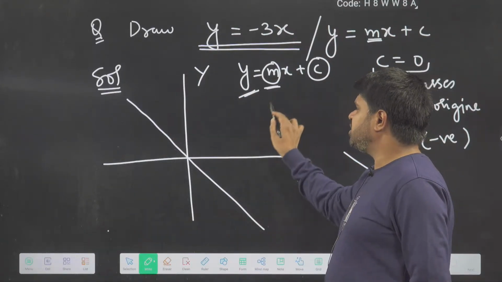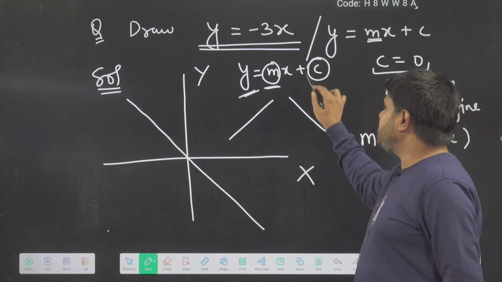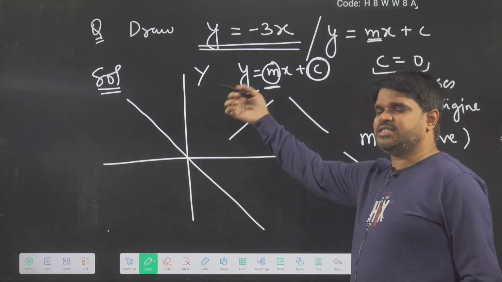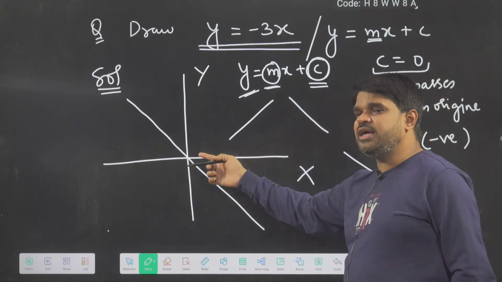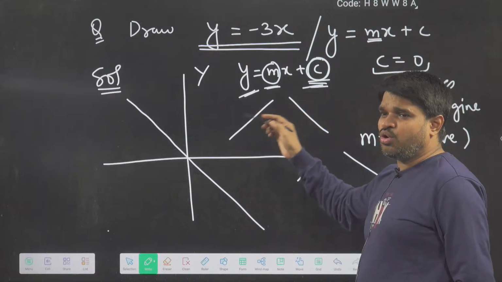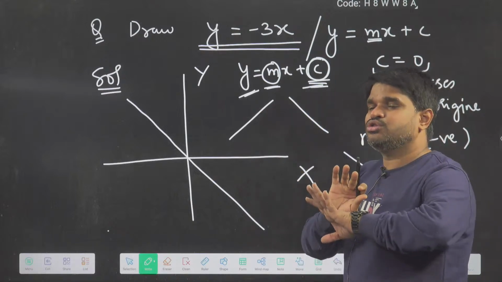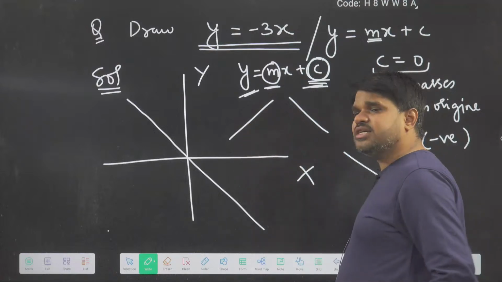Slope positive, this kind of line. Slope negative, this kind of line. C positive, line cutting y-axis above origin. C negative, line cutting y-axis below origin. If the c term is missing, c is 0, and the line will pass from origin. So this is the last question of its kind, then we will discuss something new.